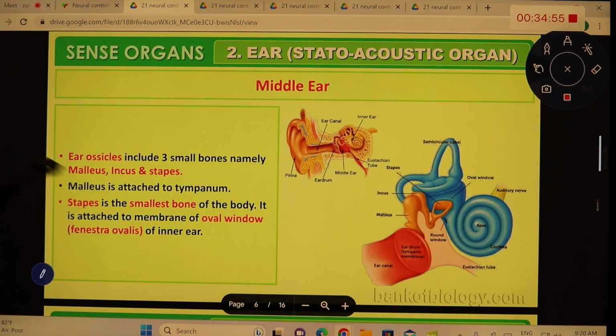So the ear ossicles include 3 small bones: malleus, incus and stapes. They are attached to the tympanum. And the stapes is the smallest bone.